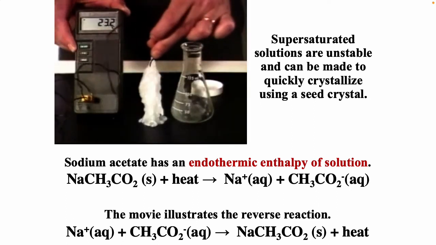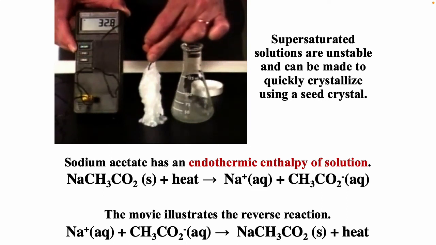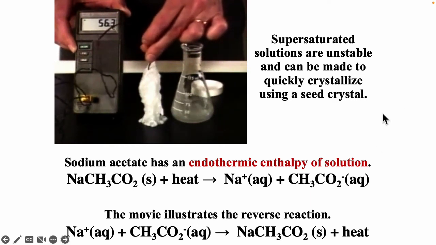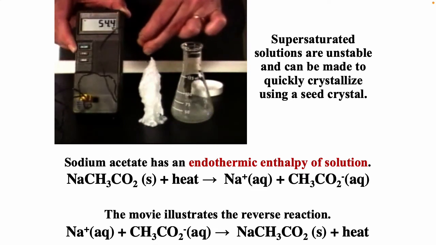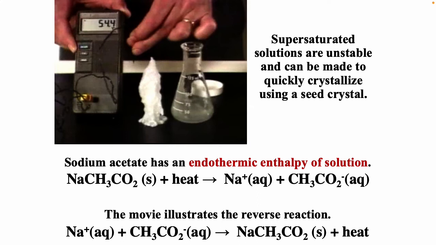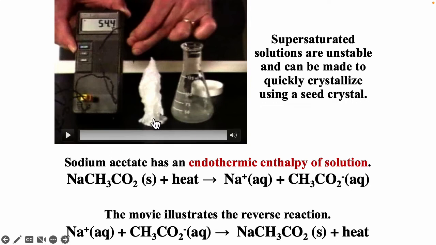The probe from a digital thermometer touches the solid sodium acetate to test the temperature. It is seen that the material is quite warm. The process of crystallization is an exothermic process in which heat is given off to the surroundings. And so a supersaturated solution is unstable, and that's why when it's poured on that seed crystal, it immediately crystallizes.